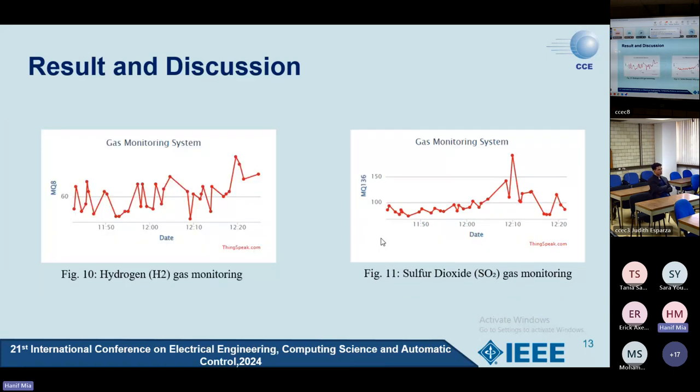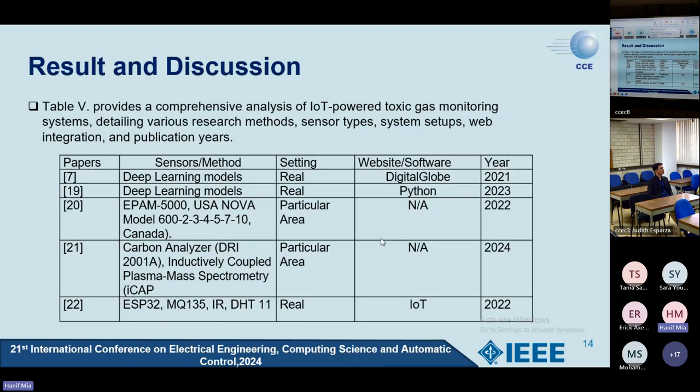Figure 10 illustrates the concentration of hydrogen, also updated every 10 minutes. Also, figure 11 illustrates the concentration of sulfur dioxide, also updating every 10 minutes. Table 5 provides a comprehensive analysis of IoT-powered toxic gas monitoring systems, detailing various research methods, sensor types, system setup, wave integration, and publication years.